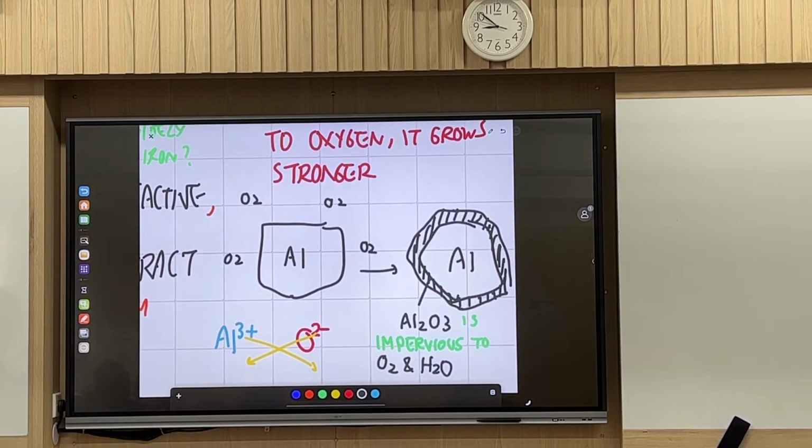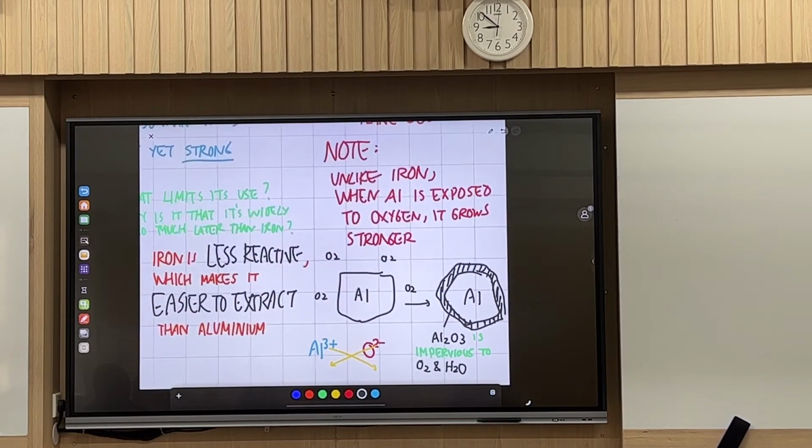This is the complete opposite of iron. When iron rusts, it peels off, it forms rust, and it grows weaker. When aluminium is exposed to oxygen, it doesn't rust. So know that the term rust is specific to iron.